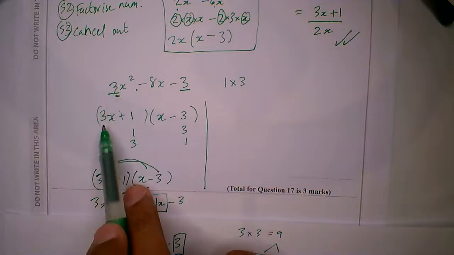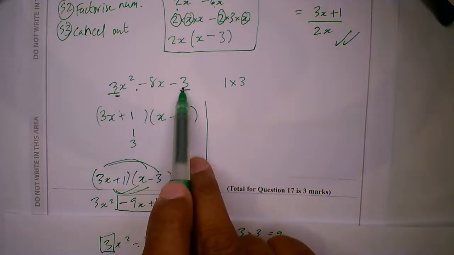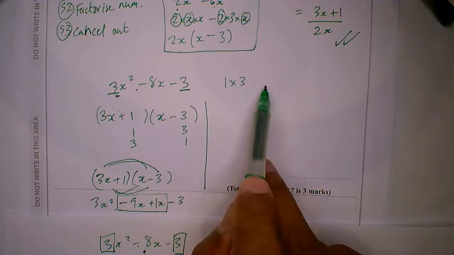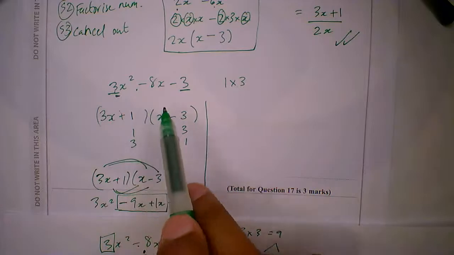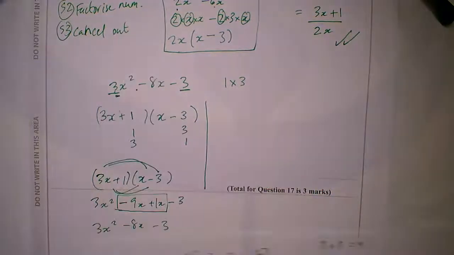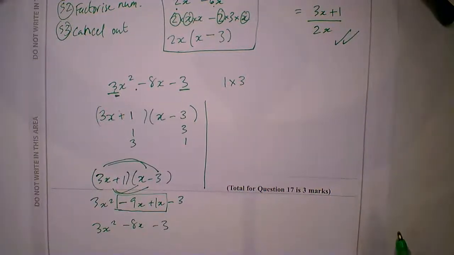3 is a prime number, so one of these has to be 3x. So 3x and x, and then you've got what makes 3, 1 times 3, and you just put the numbers there. So that's a much quicker way of factorizing this quadratic. So I hope that helps.